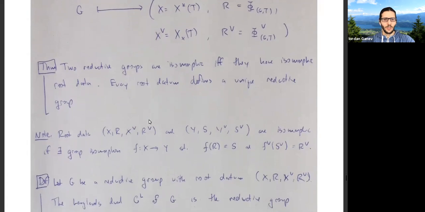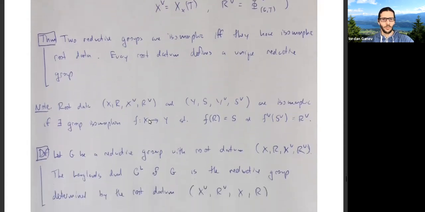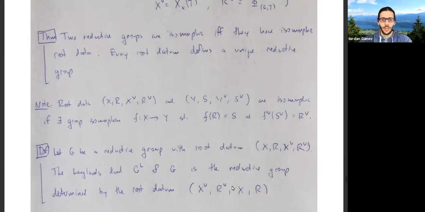And I made this final point that if you take a root datum and you switch the two factors, then you get a new root datum, and by the theorem it must correspond to some reductive group, and that group is called the Langlands dual group of the original group. So the original reductive group is the one that corresponds to our original root datum.